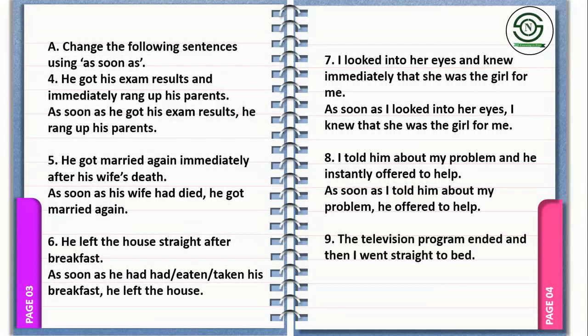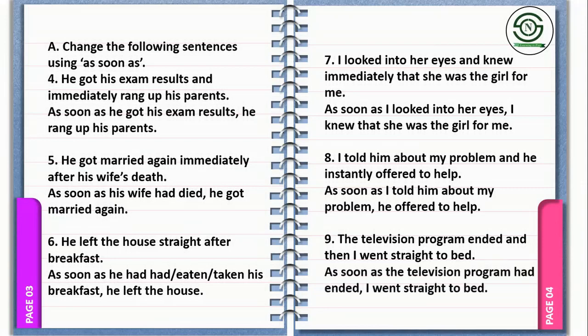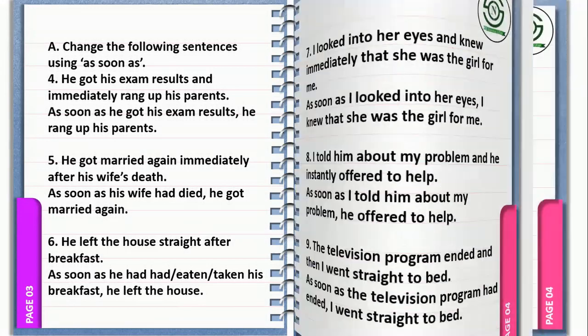Television program ended and then I went straight to bed. Television program सकिएपछि मात्रै I went to bed भन्ने बित्तिकै television program ended, then you went to bed. Okay, so one event is there, then comes next event, one after another. So therefore, television program like had plus b3 ma lekhnos. As soon as the television program had ended, I went straight to bed.